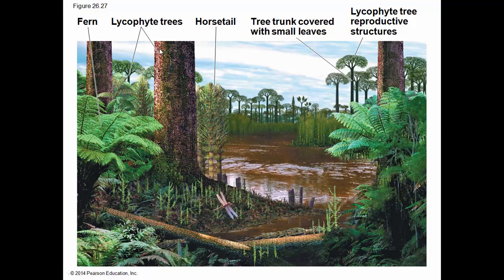Okay, look, here are the lycophyte trees that I was talking about. Here's this artist's rendering of the ancient Carboniferous period. Here are ferns, tree ferns, and the lycophyte trees, with tree trunks covered with small leaves, like these microphylls on the trunks of these trees. And the lycophyte tree reproductive structures might look kind of like sporangia, like Cooksonia or something like that.